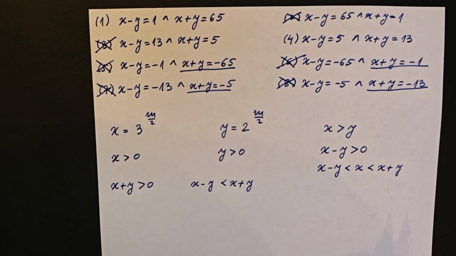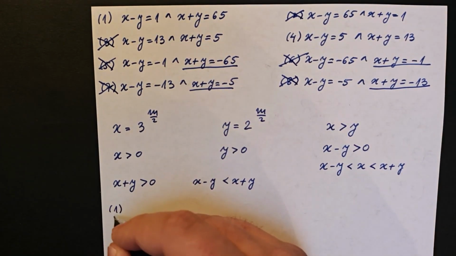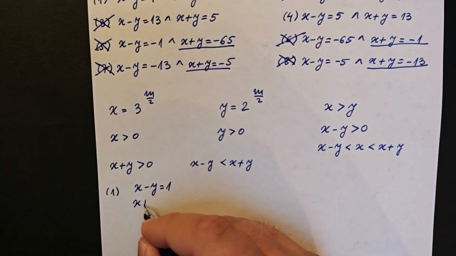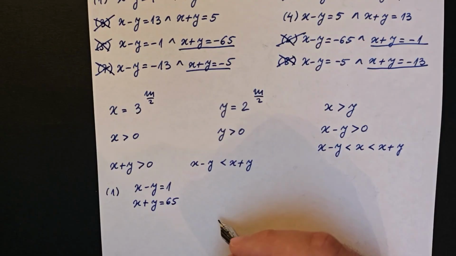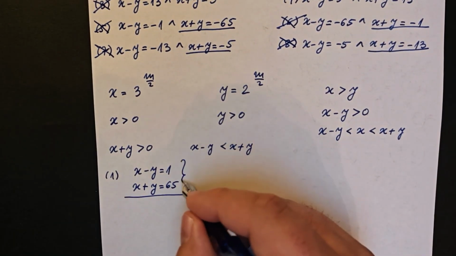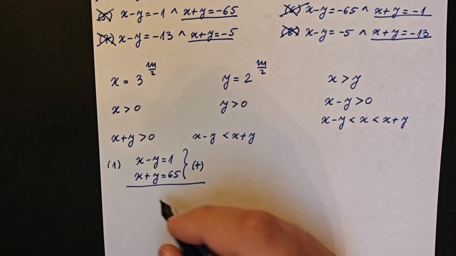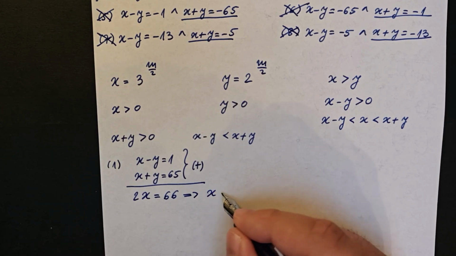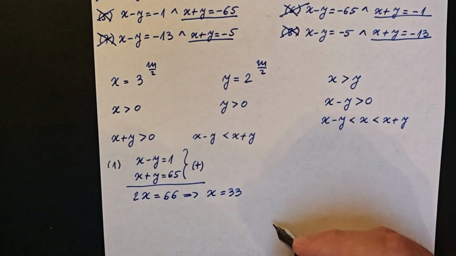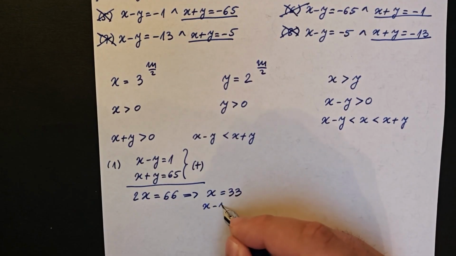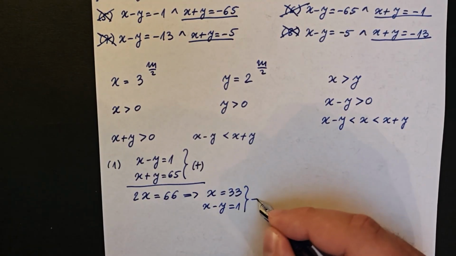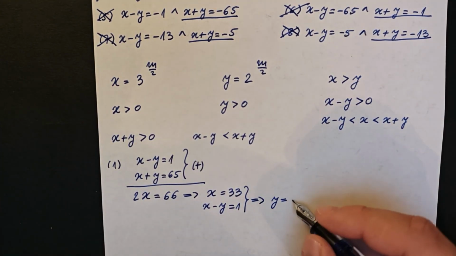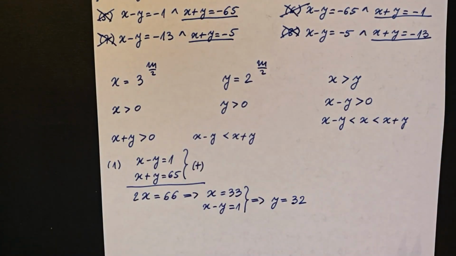Now let's take into consideration the first case which we have. X minus y is equal to 1 and x plus y is equal to 65. If we add these two equations to solve this system, we get that 2x is equal to 66, which is going to give us the value for x to be 33. The equation x minus y is equal to 1 with the combination that x is equal to 33 is going to give us that y is equal to 32.